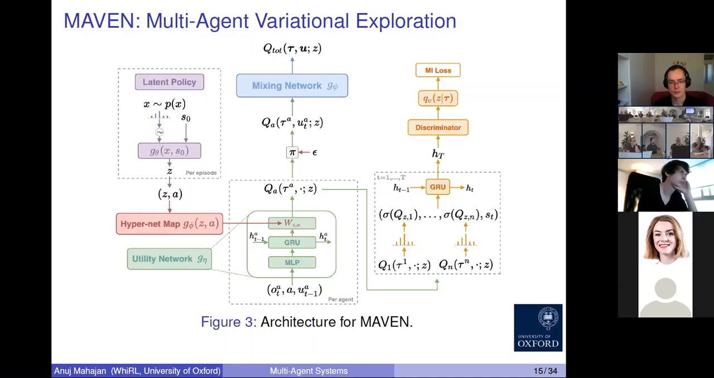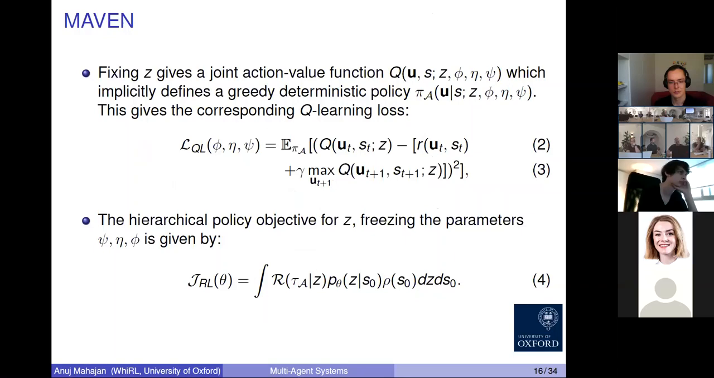I shall now describe briefly the losses which are used for training Maven. There are three kinds of losses which I consider. The first of them is obtained by fixing the latent variable, and that is your Q-learning loss. As soon as you fix the value of your latent variable, your utilities get a certain meaning depending on the HyperNet map, and the problem becomes that of Q-learning. So you just try to learn the joint utilities here.